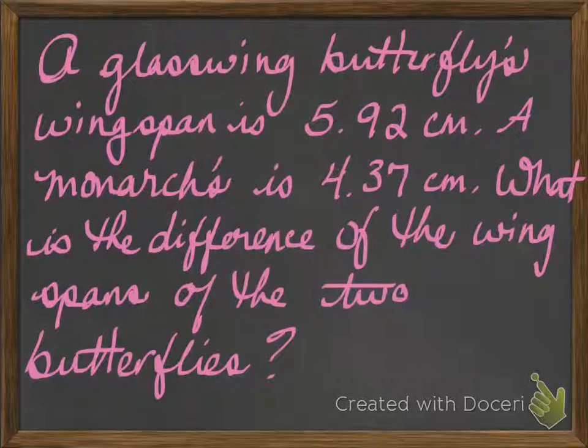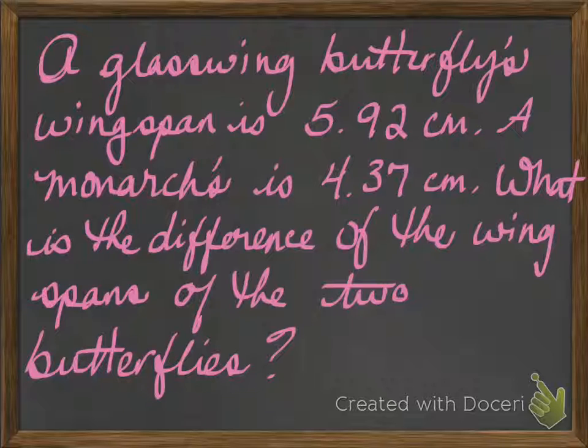Here's our first problem. A glass wing butterfly's wingspan is 5 and 92 hundredths of a centimeter. A monarch's is 4 and 37 hundredths centimeters. What's the difference of the wingspans of the two butterflies?